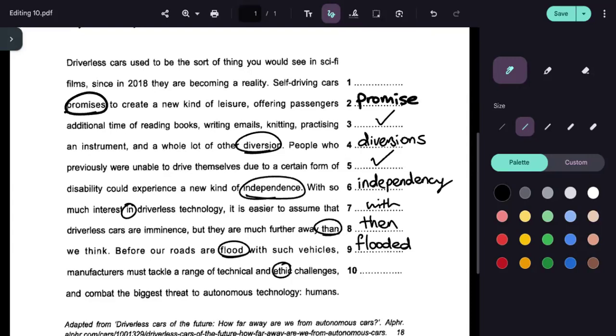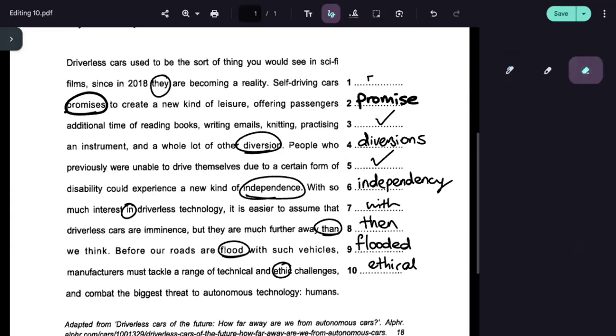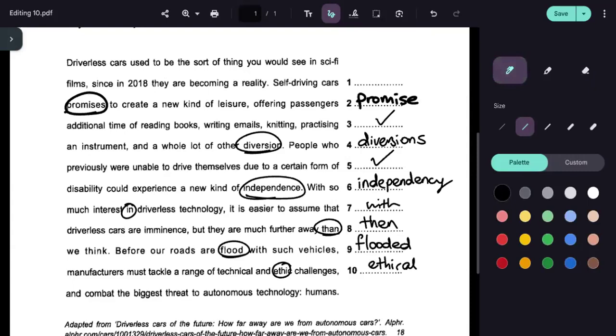Okay, this should be ethical. Okay, and the first one should be since, the day should be it. Okay, that should be becoming the reality. Okay, can.